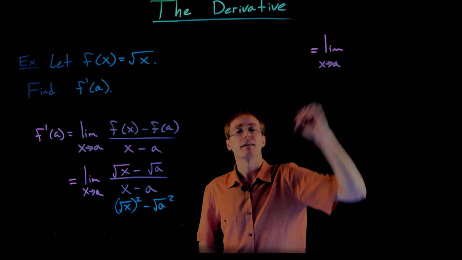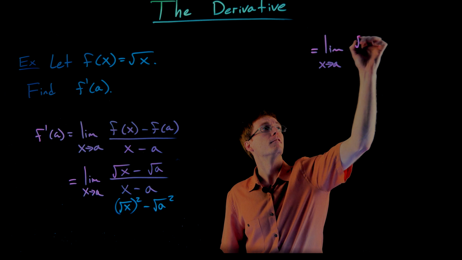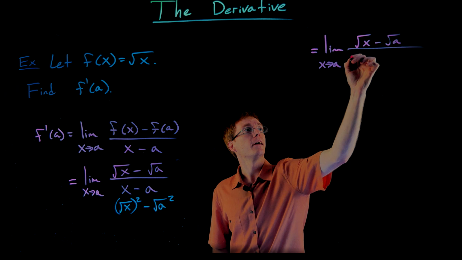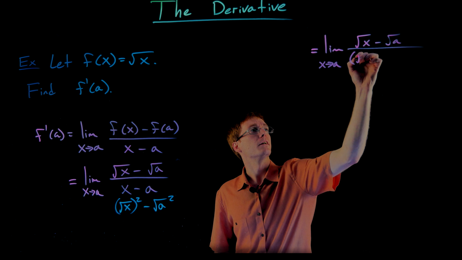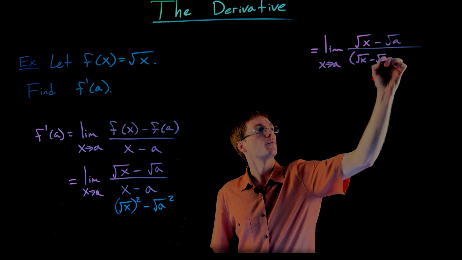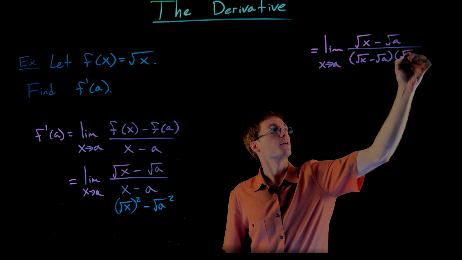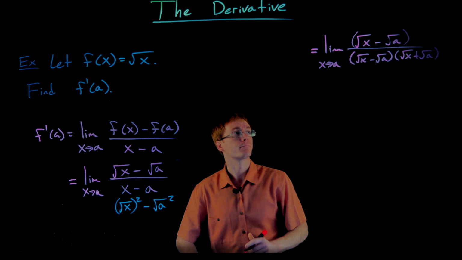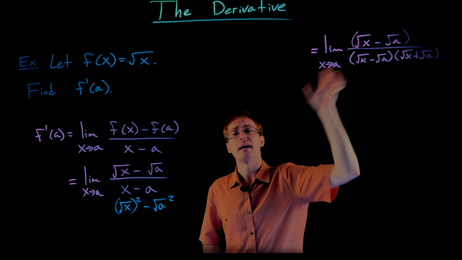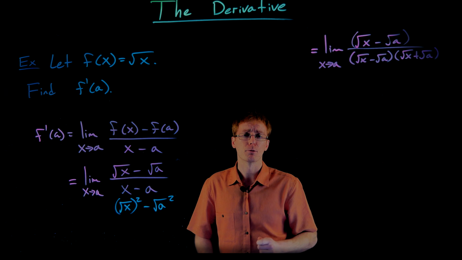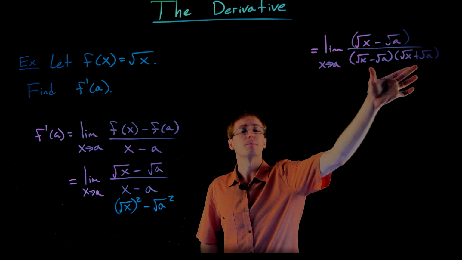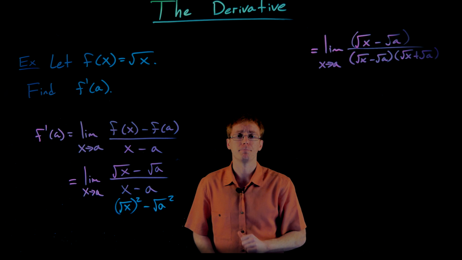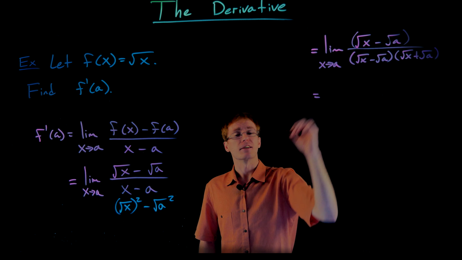So this is the same thing as the limit as x approaches a of the numerator, which stays the same, the square root of x minus the square root of a. But now our denominator can be broken up as the square root of x minus the square root of a multiplied by the square root of x plus the square root of a. And if you're having a hard time following that we could factor the denominator like that, you can always go back and multiply by the conjugate, or just distribute that denominator, multiply it out, and make sure we get back to x minus a.